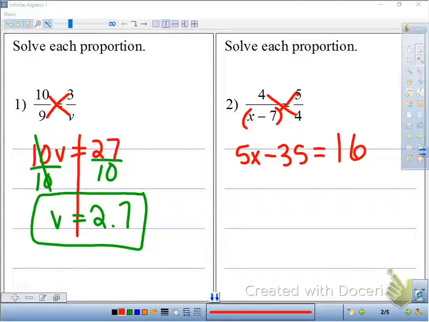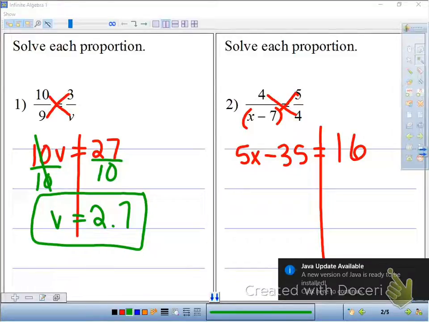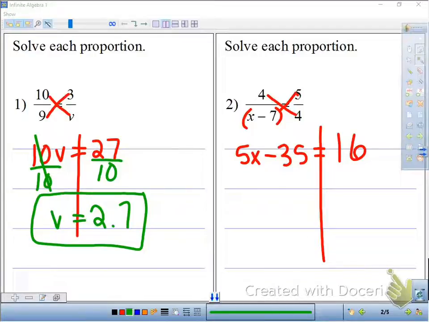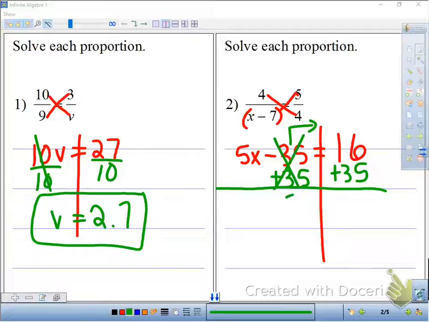From here, we have our equation to solve. Now what I notice right away is I just have my variable on the left side. That means I need to move that negative 35 to the other side. So I'm going to add 35 to both sides. That's going to be 0, leaving me with 5x. And then 16 plus 35, that is going to be 51.